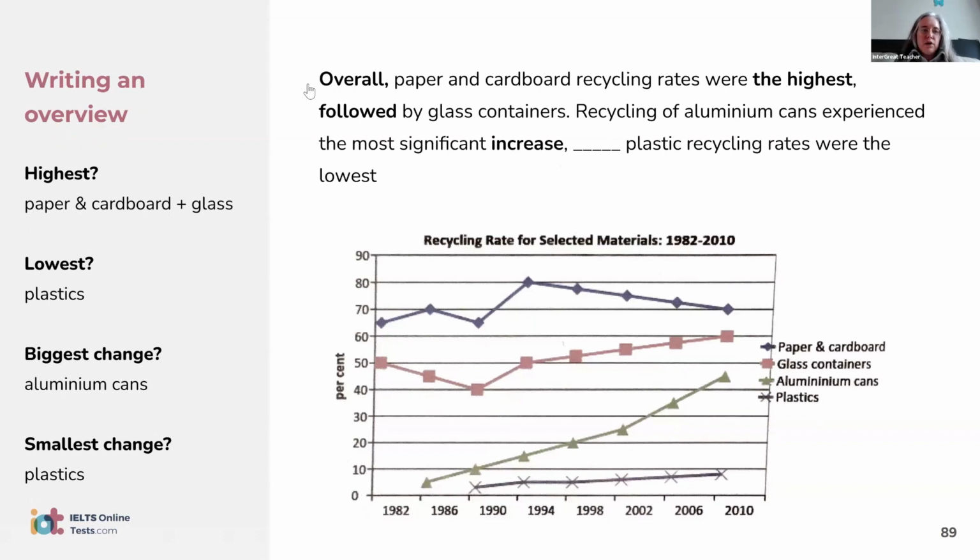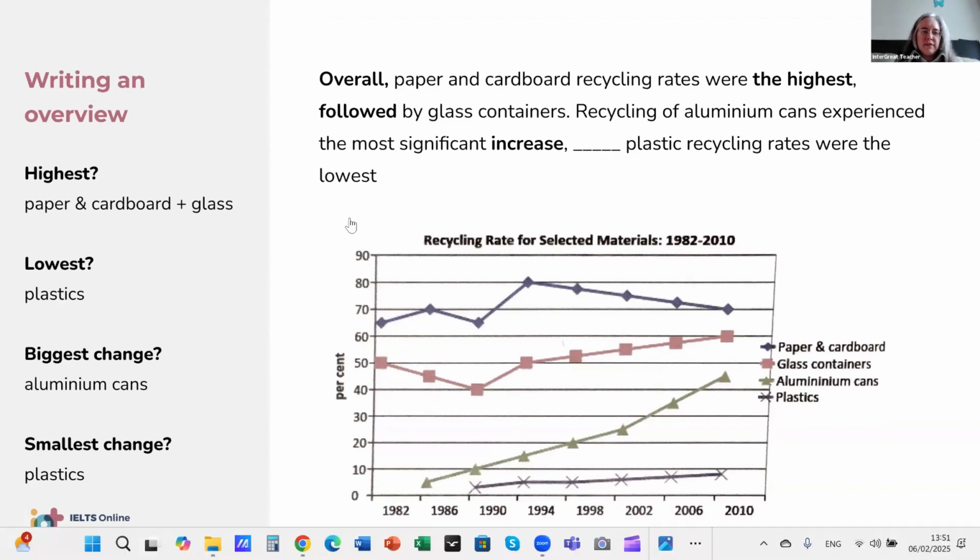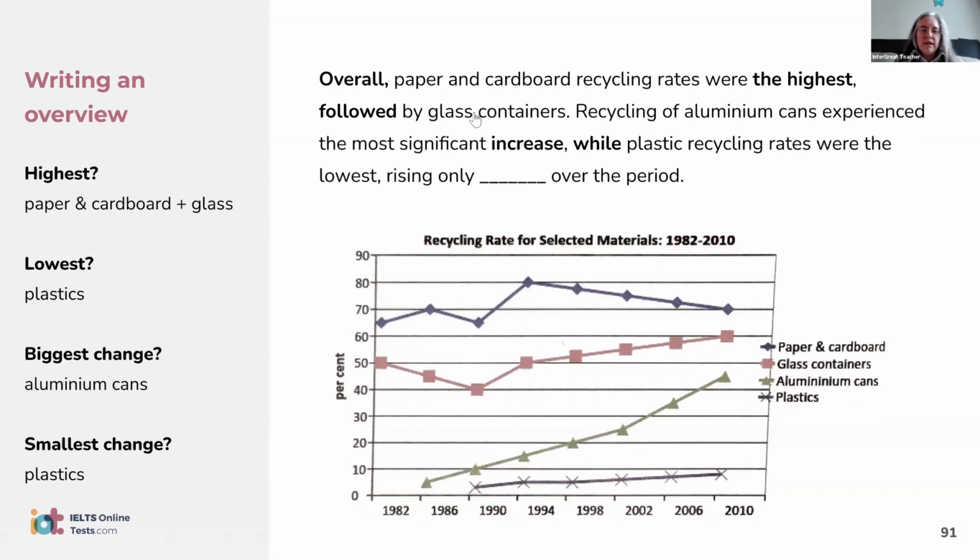Plastic recycling rates were the lowest. What do you think for this one? So recycling of aluminium cans experienced the most significant increase, while plastic recycling rates were the lowest. Lots of people suggesting while. Okay, that's what we've got here.